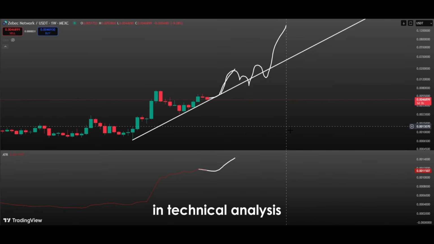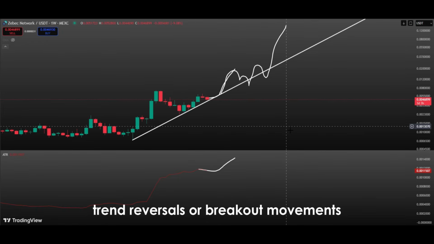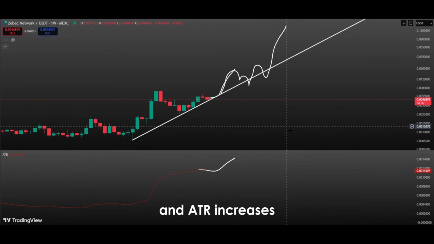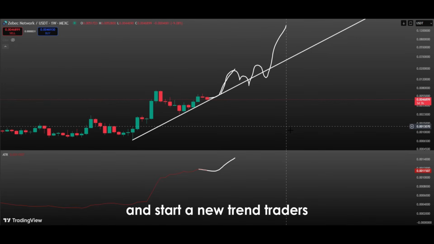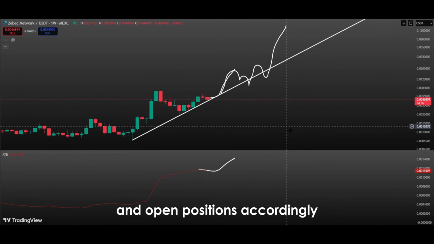In technical analysis, a rising ATR is also used to anticipate possible trend reversals or breakout movements. When the price is compressed within a range and ATR increases, it usually signals that the price is about to break this compression and start a new trend. Traders can use this signal to predict the breakout direction and open positions accordingly.